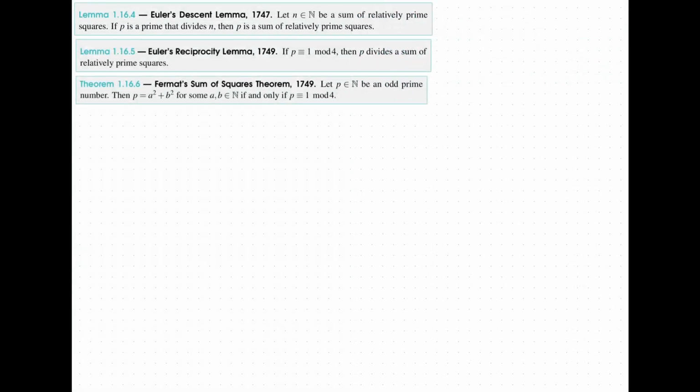And so with that, we will go ahead and finally lay to rest the famed conjecture of Fermat, the sum of squares theorem, that if we have an odd prime, then p is equal to a squared plus b squared for some natural numbers a and b, if and only if p is congruent to 1 mod 4. And so that's the goal for the first half of today's lesson.